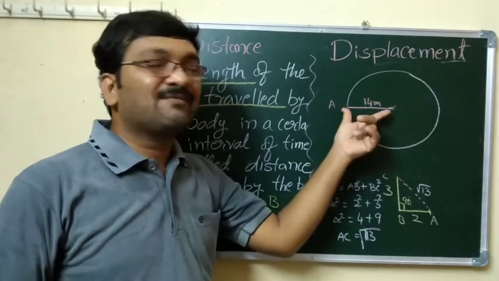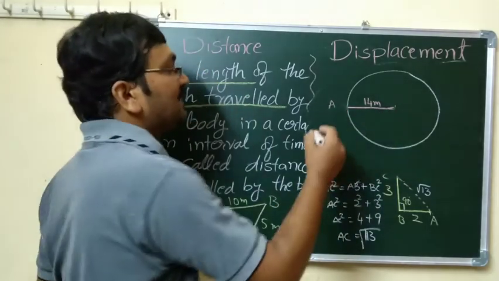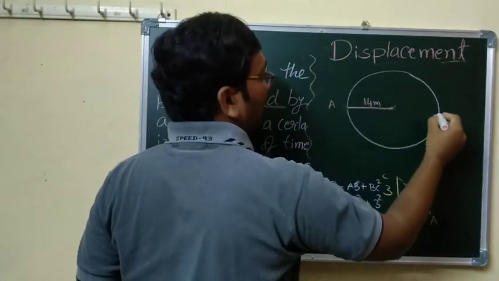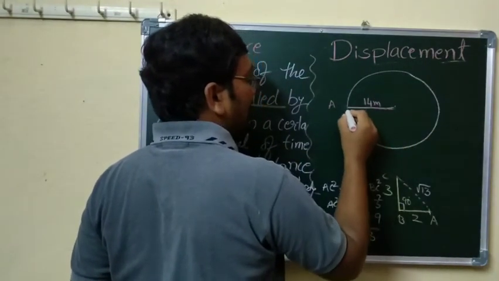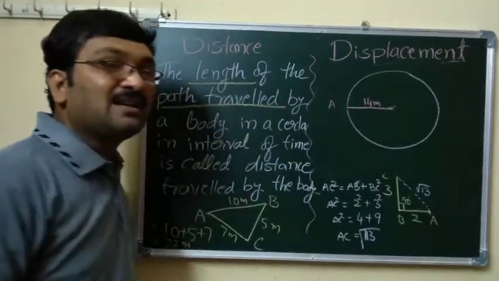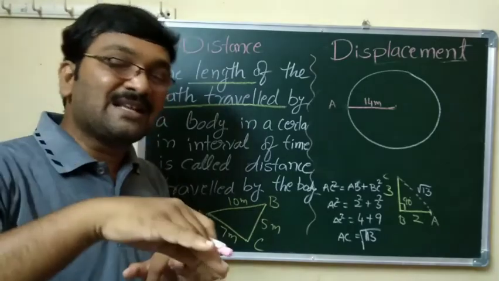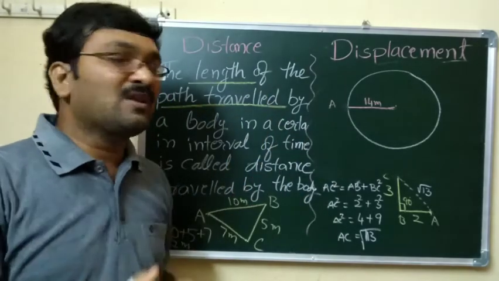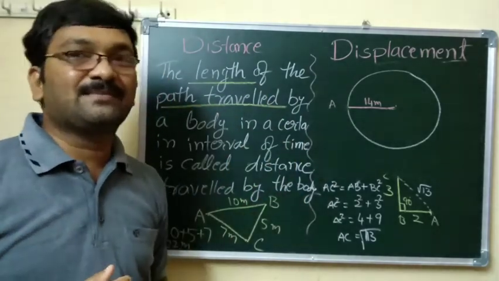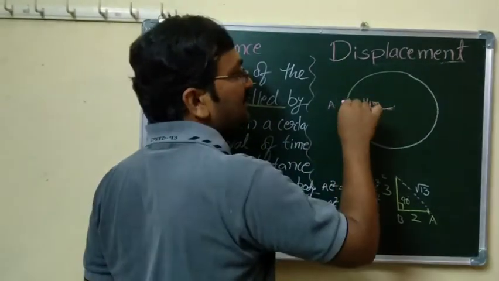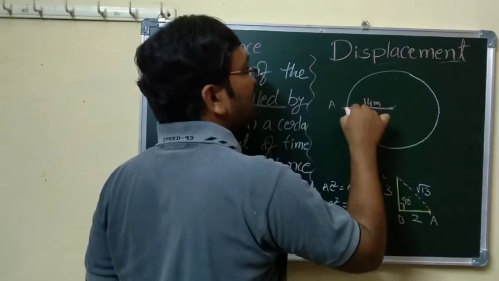So now here I have taken one example. A person started from this position and moved along a circular path and came back here. Now we'll apply both distance and displacement. First I will go for the displacement. The initial position is this only, and the final position is also this only.